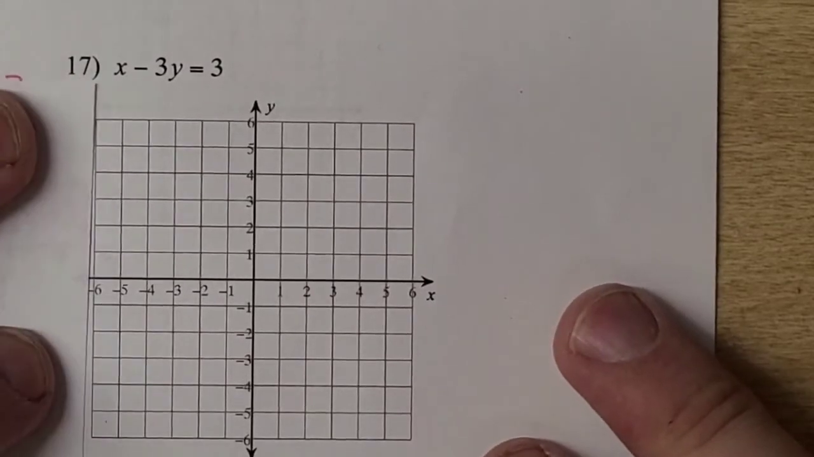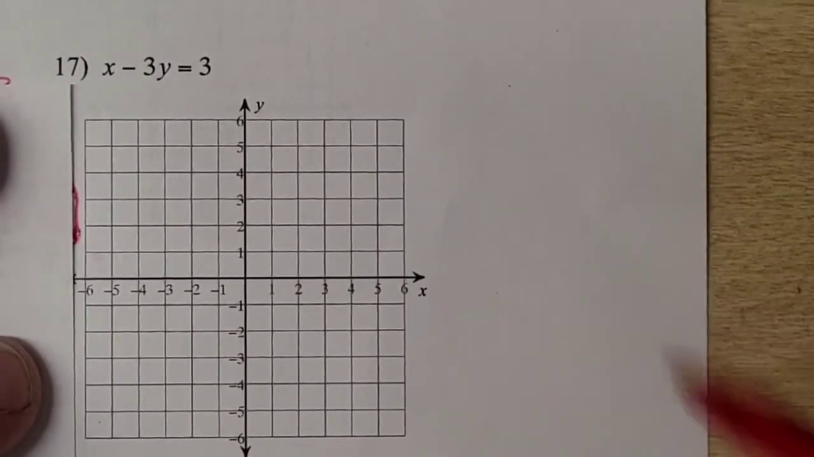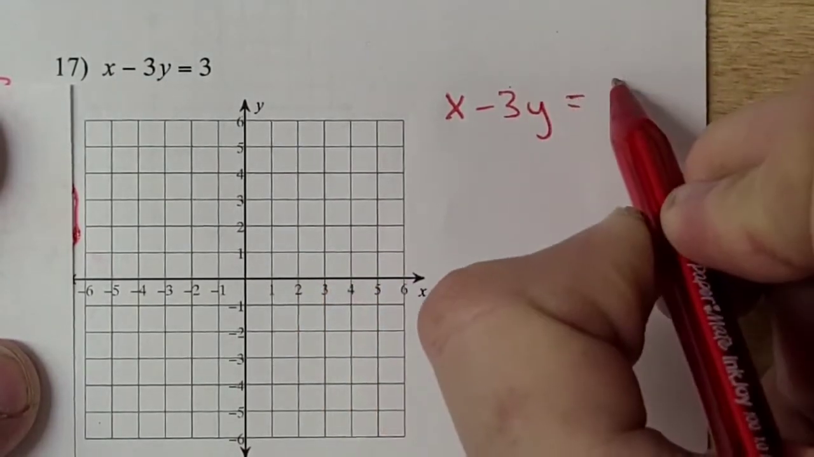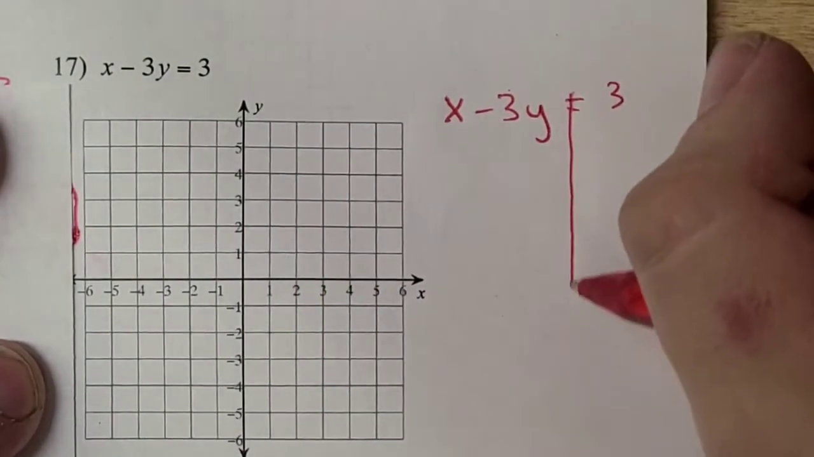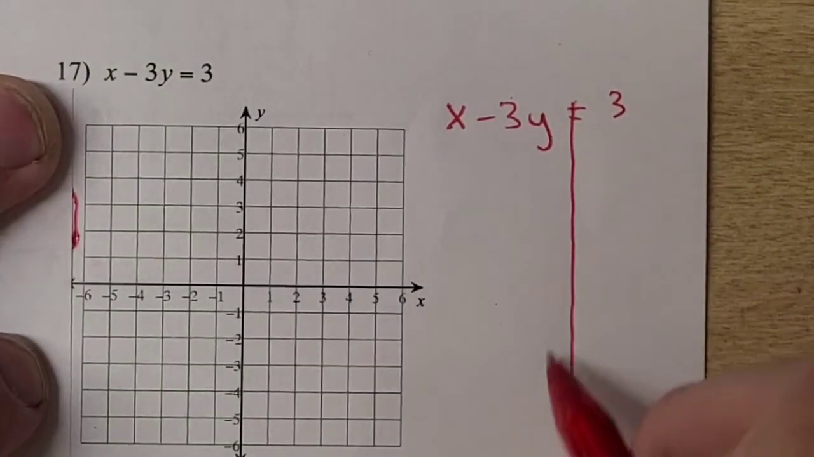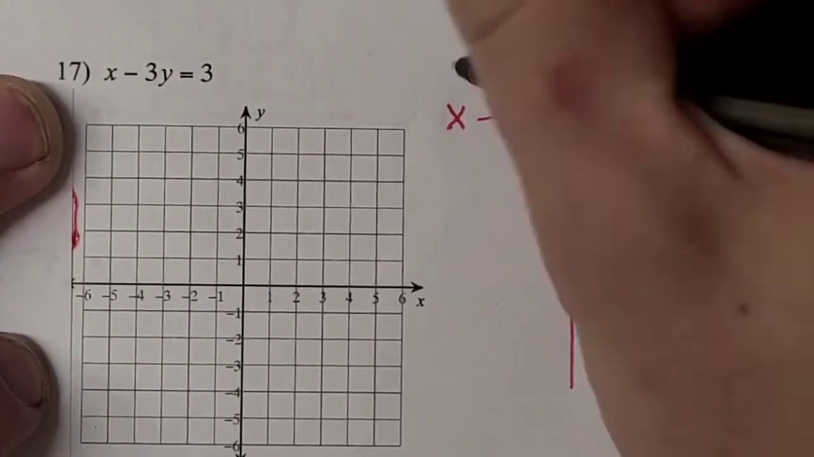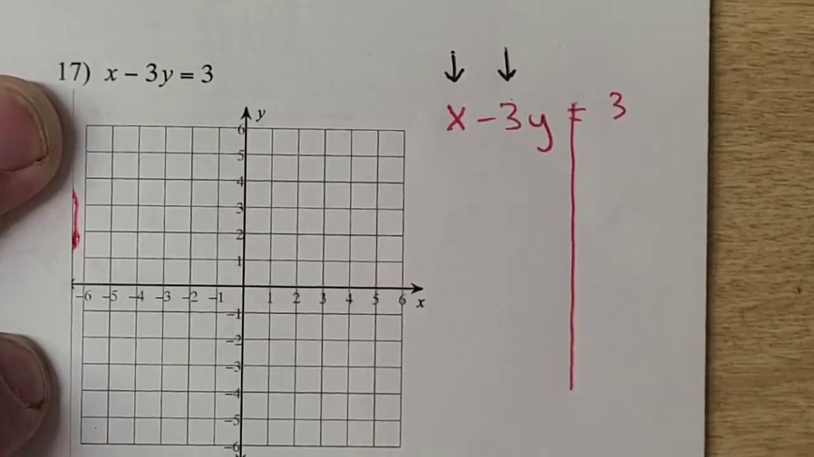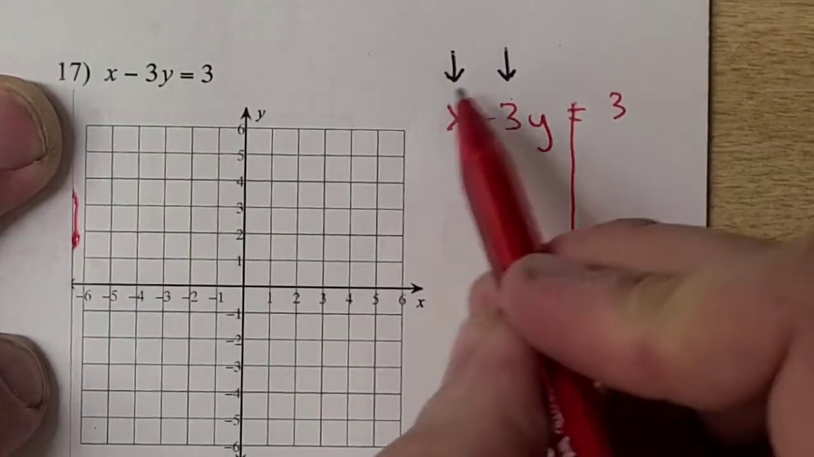Alright, there we go. So, number 17, I'm going to do the exact same thing. I'm going to come off to the side, and I'm going to say I need to change this into slope-intercept form. This one's actually going to take 2 steps. My goal is for it to say y equals, which means I need to get rid of this x, but I also need to get rid of this negative 3. You're always going to start with the x.